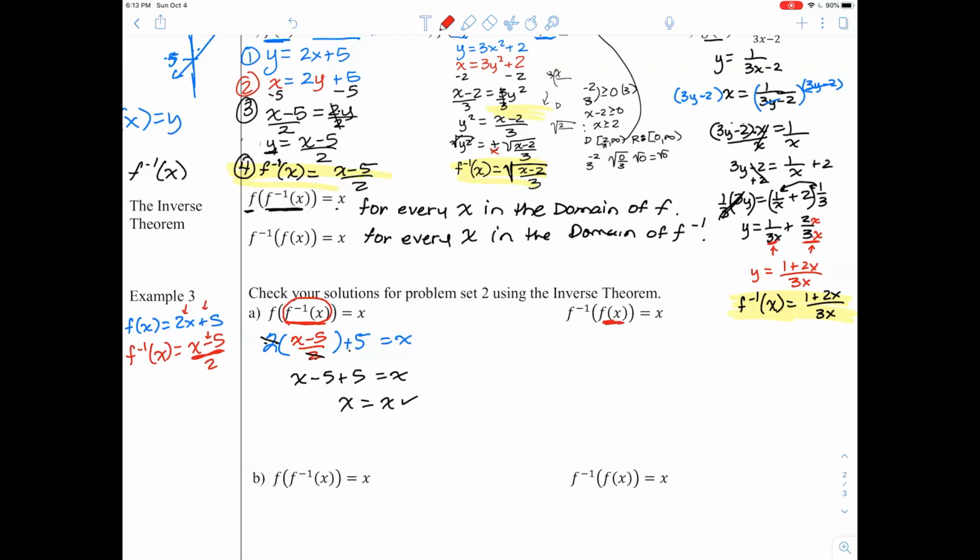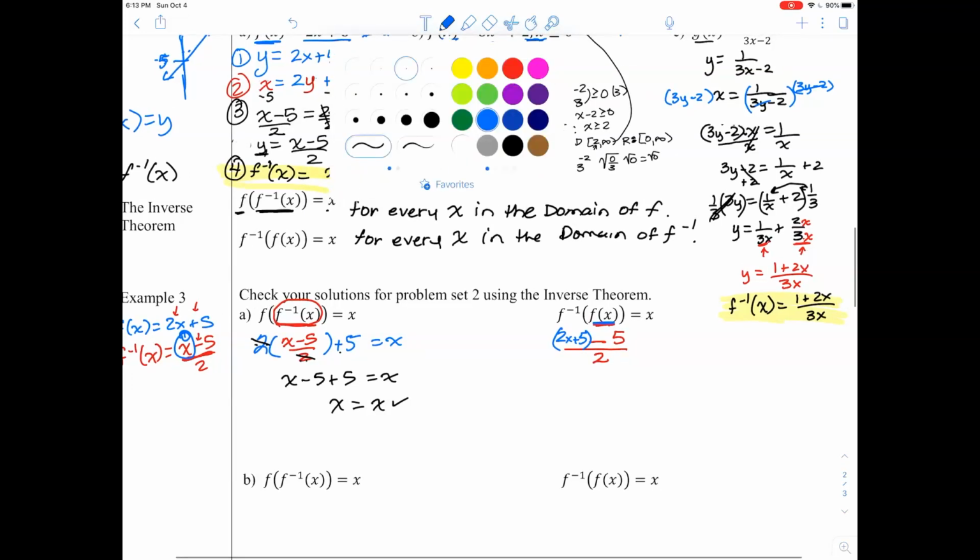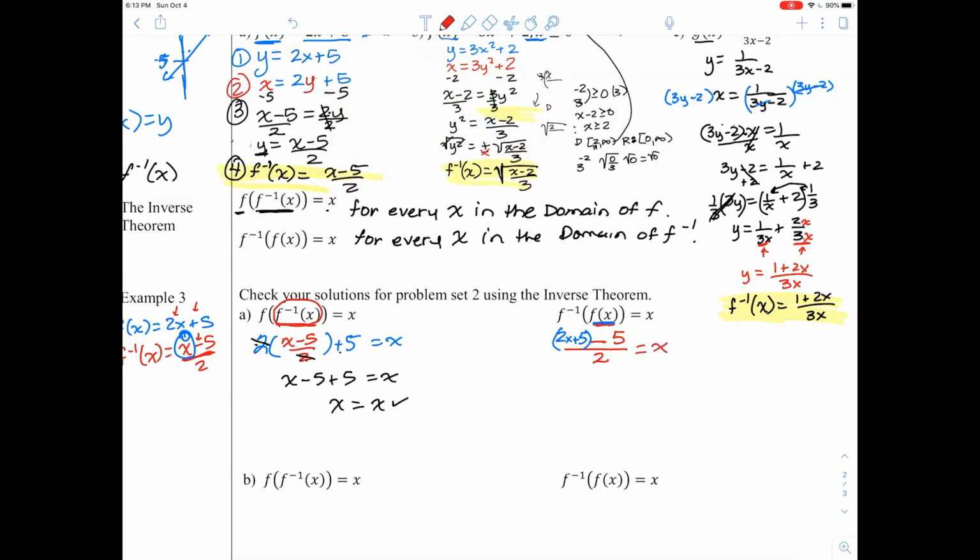So the inverse function was (x minus 5) over 2, so I'm going to leave the x out, and I'm going to insert the original function, which was 2x plus 5. Just plugging that in for the x right here in this function. And then that's supposed to equal x.